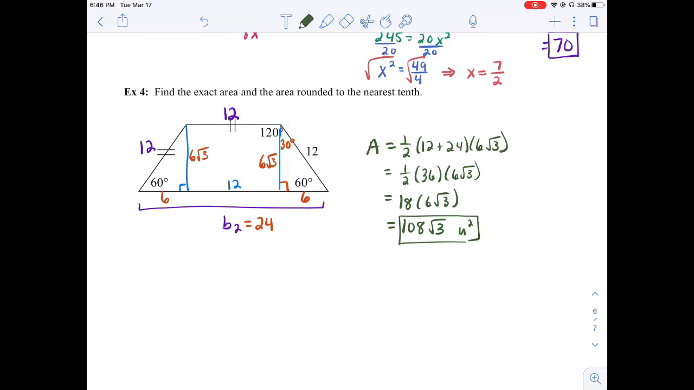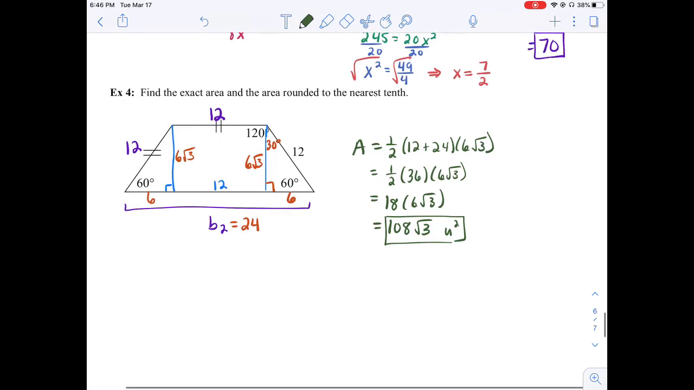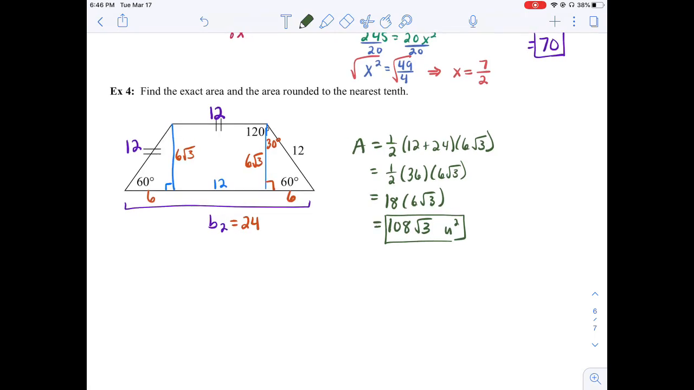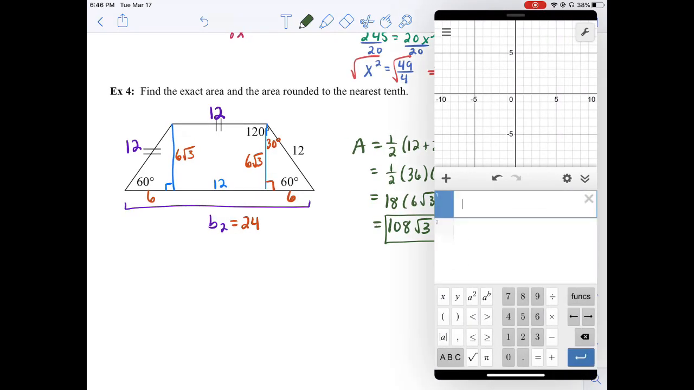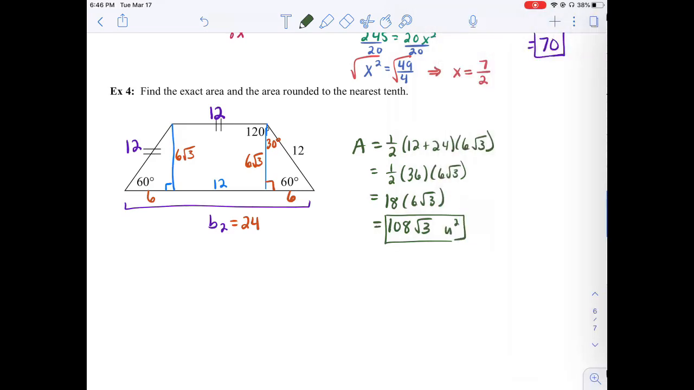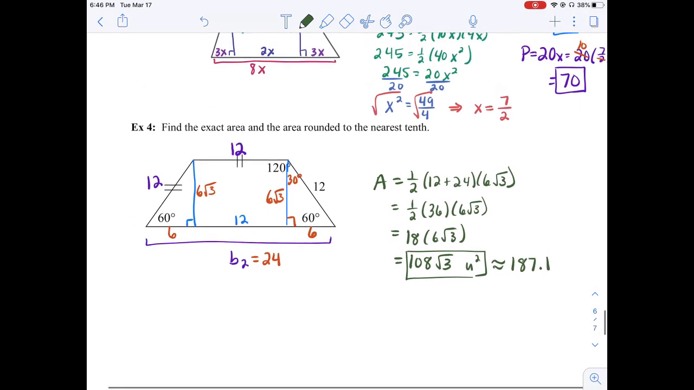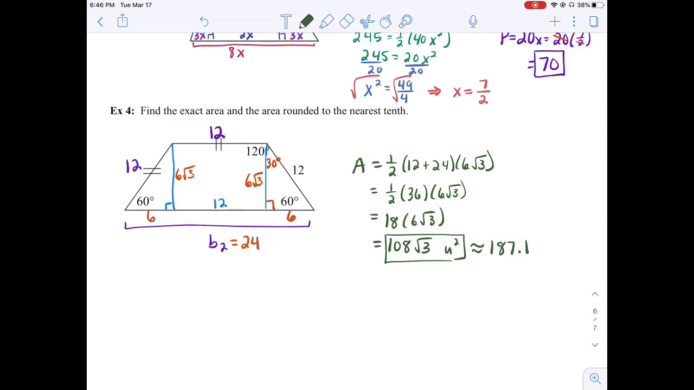Remember, with a square root, unless there are other square roots to multiply, it comes along and it joins our numbers. Lastly, it does ask for the nearest tenth. So let's go ahead and put this in. 108 root 3 is about 187.1. So our answer here comes out to be approximately 187.1. And that is it for section 10.3.